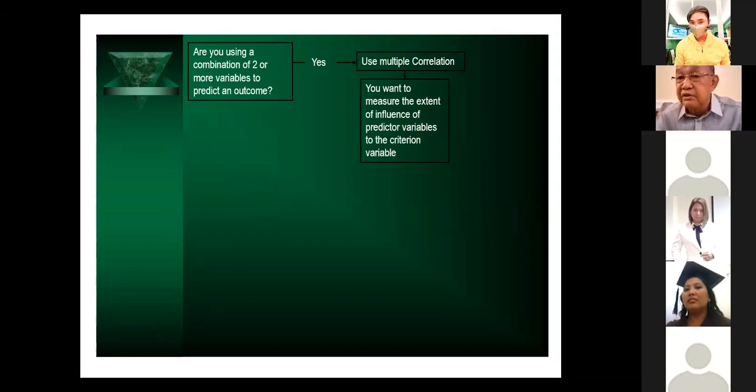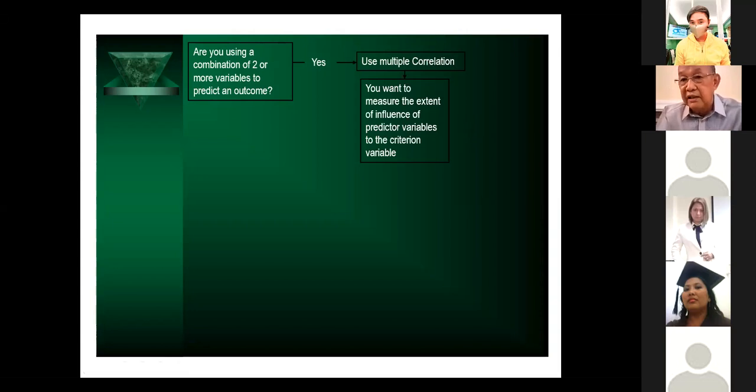You want to measure the extent of influence. Hindi na ito correlation lang. Ang pinag-uusapan na dito sa question na ito is effects, influence, effects, or impact of an IV to the DV. Yung isa, correlation lang. So, ang pinag-uusapan lang natin dito, are the variables correlated?